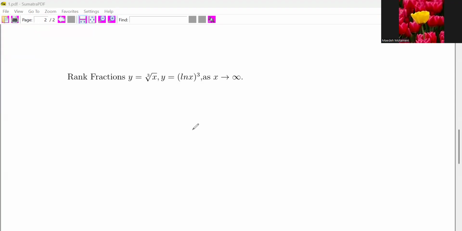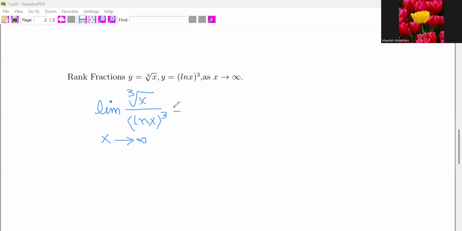If you want to rank these functions, the cube root of x and (ln x)^3, when x is approaching infinity, we would find the limit of one of them over the other one, when x is approaching infinity. And depending on the answer of the limit, we can decide which one grows faster.